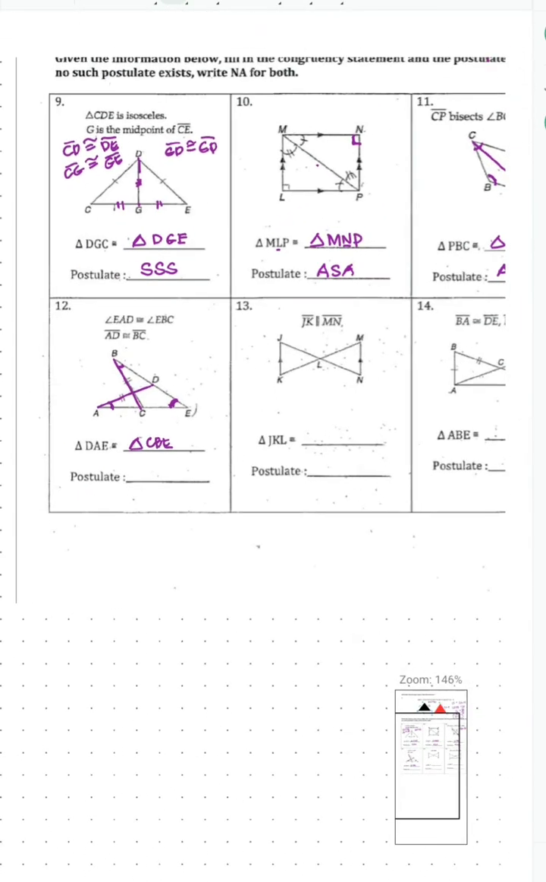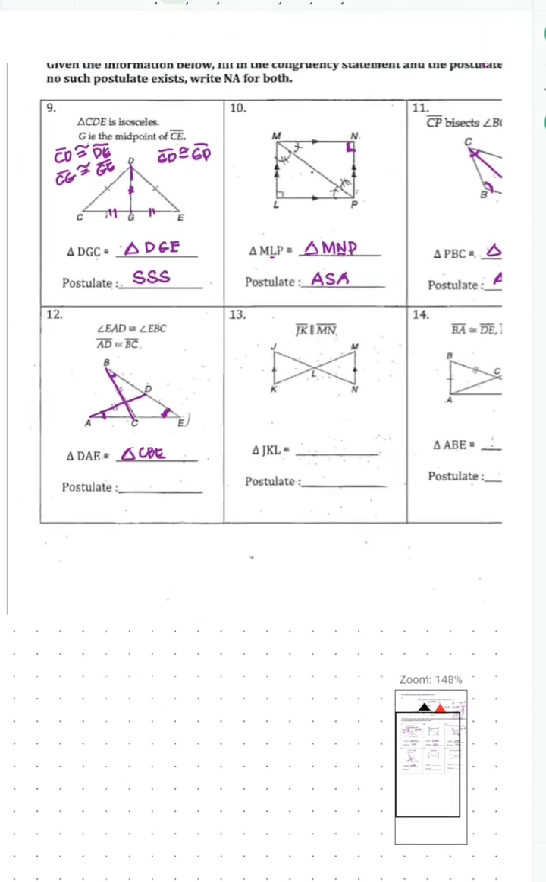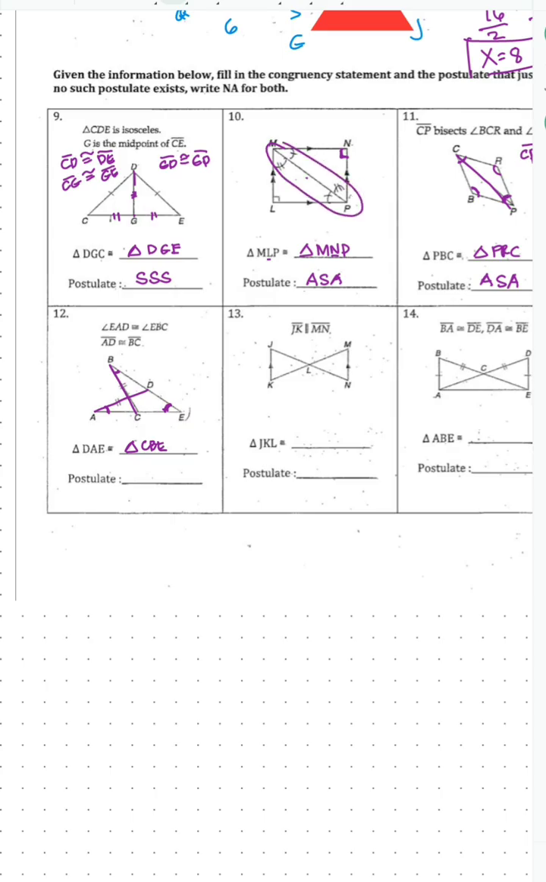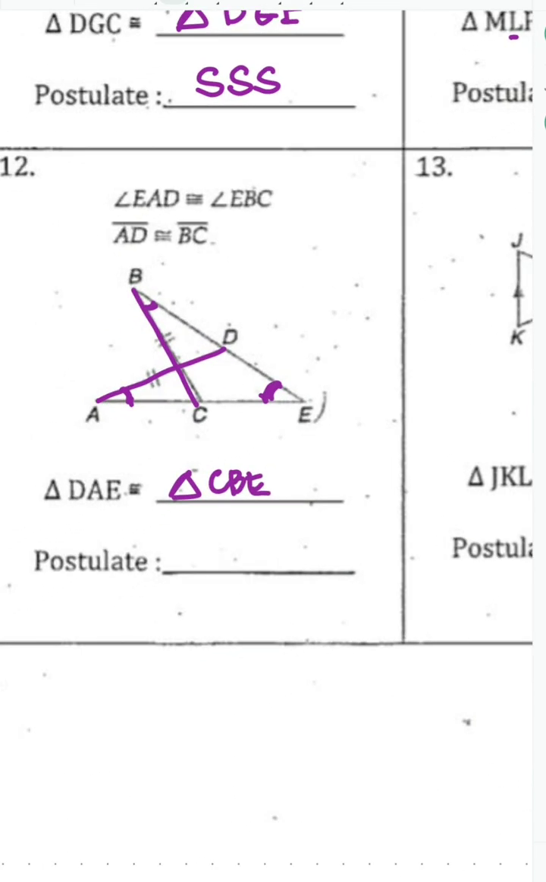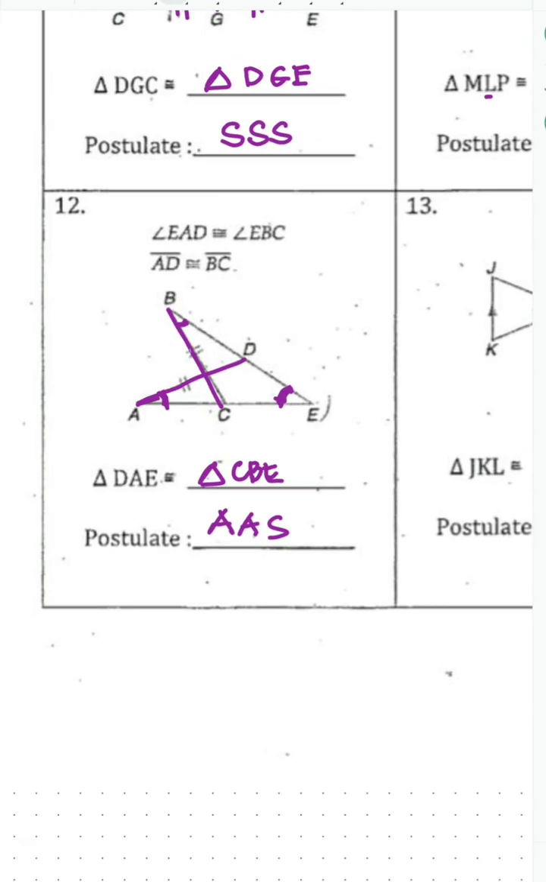Let me compare. Compared to number 10 and number 11, the side is included, right? That's why we answered ASA. So this one, the side is not included. It's angle, angle, and then side. So we can conclude that the side that they share, they don't share a side here, but it is indicated that this one is congruent to this one.